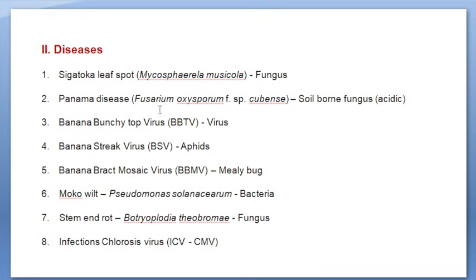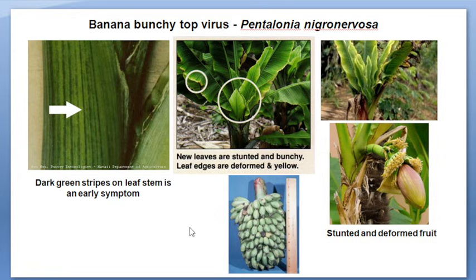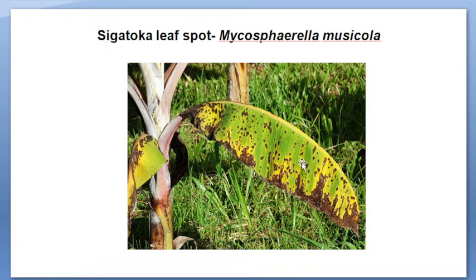So these are some of the diseases: Sigatoka, Panama wilt, bunchy top, and banana bract mosaic virus, which is from aphids. Moko disease, stem end rot, which later causes infections like anthracnose. You can see the infestation of bunchy top. This is the typical symptom, and the plant will not produce any proper shaped fruits.